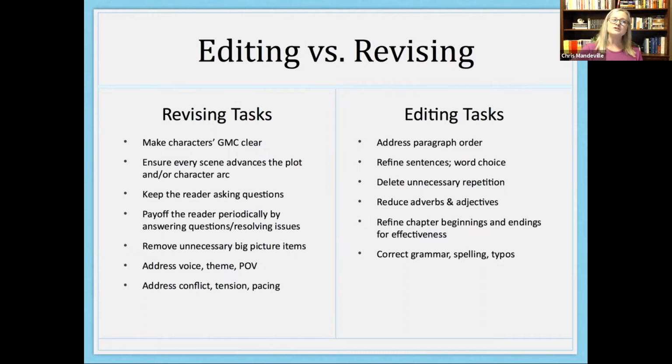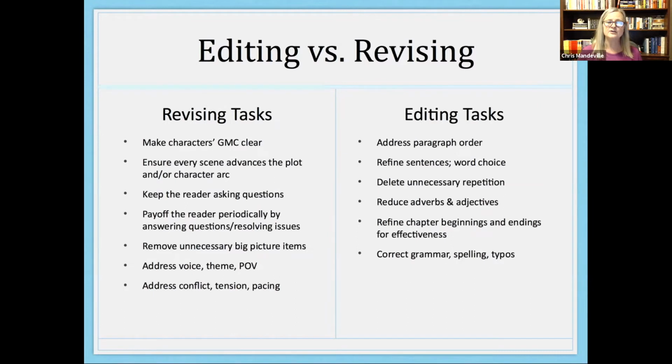During revision, you want to remove unnecessary big picture items, and you want to make sure you do have all the ones that are necessary. This is when you're going to address voice. Did you use your own voice? Were you consistent there? You're going to look at theme if you're aware that you have one. We don't always in commercial fiction writing think about theme, but in literary writing, that's a huge component. You want to look at point of view and tense. Were you consistent within your own story? You want to look at conflict and tension and pacing. You want to look at all the things that we've covered in this workshop during revision.